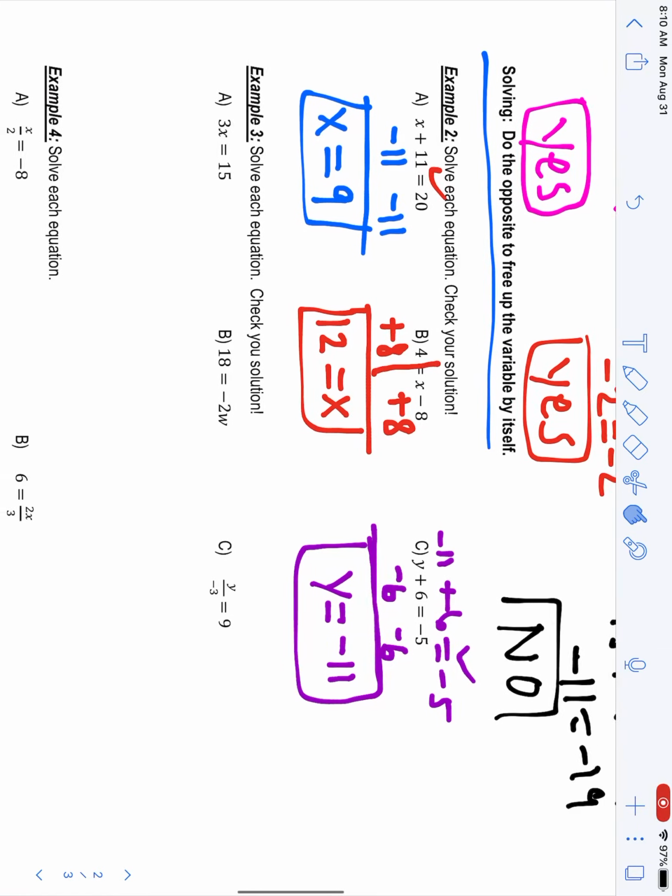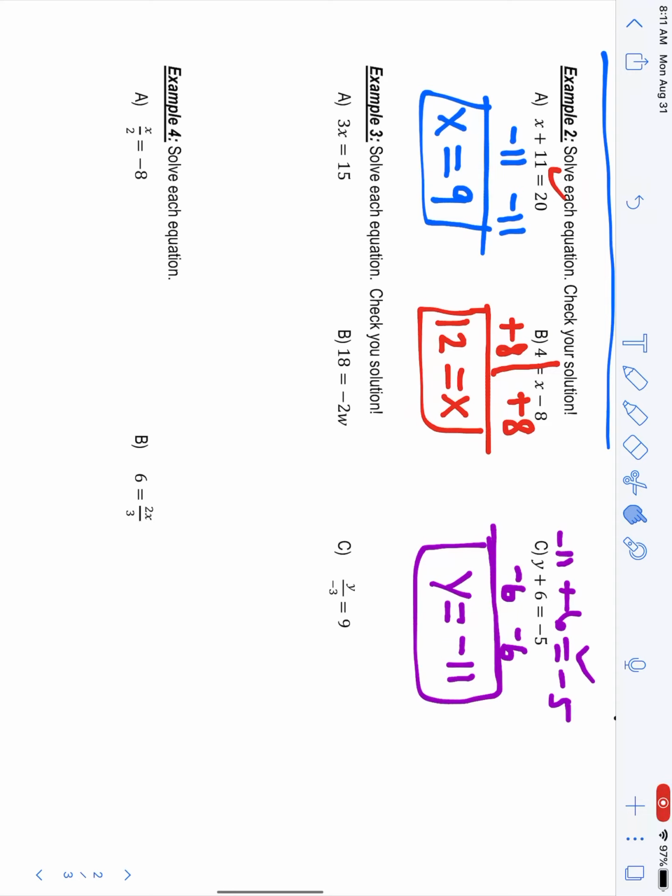All right, so that's if we're adding or subtracting. Let's look at some where we have them connected, so we have to do something a little different. Now, in example 3, we have 3x equals 15. The 3 and the x are connected, which means they're technically being multiplied. So we have to do the opposite of multiply, which is to divide. If I divide both sides, the 3s cancel. 15 divided by 3 is 5, so x equals 5.